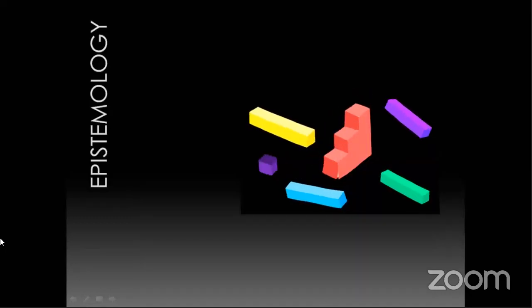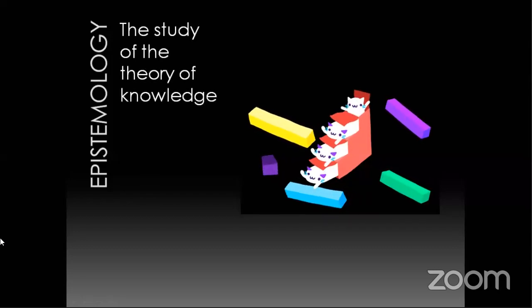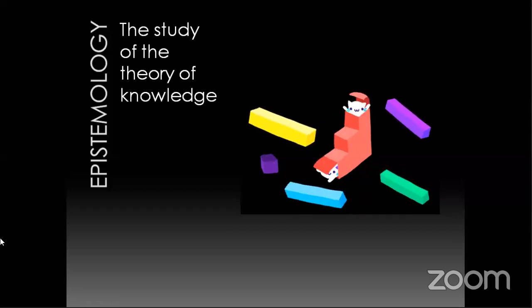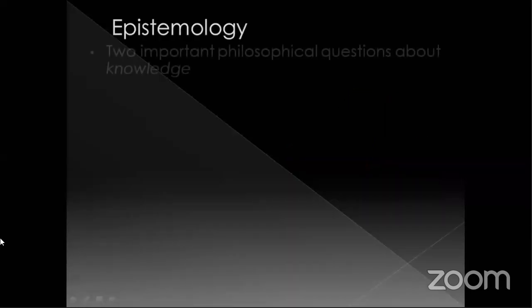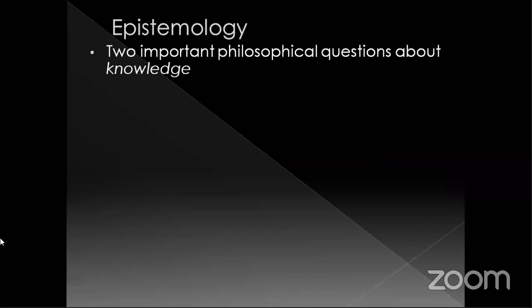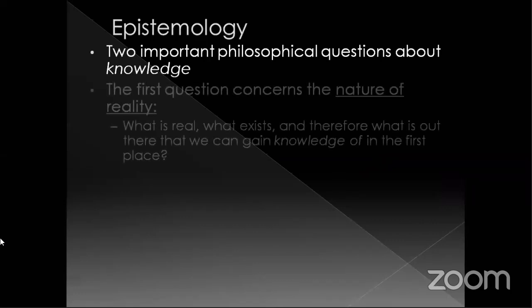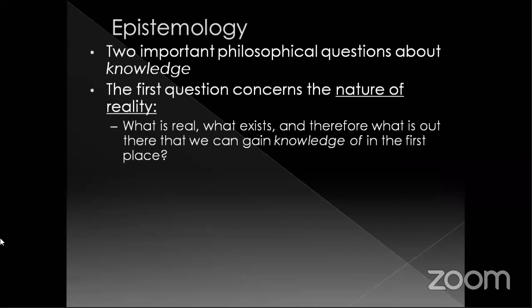Now we'll briefly discuss a few epistemological questions. That is the study of the theory of knowledge. We have two important philosophical questions about knowledge. The first question concerns the nature of reality. What is real? What exists? Therefore, what is out there that we can gain knowledge of in the first place? That's the nature of reality, the first question.